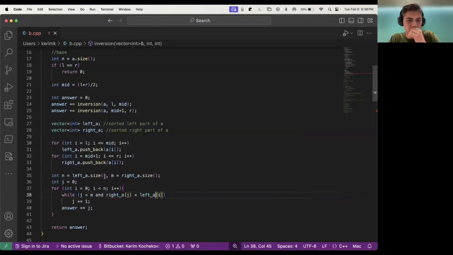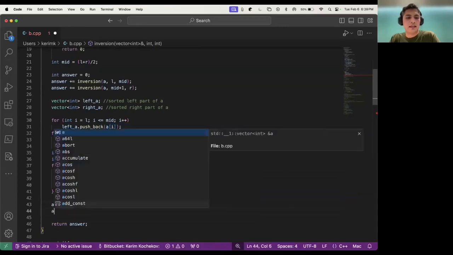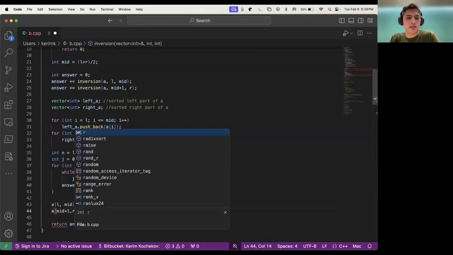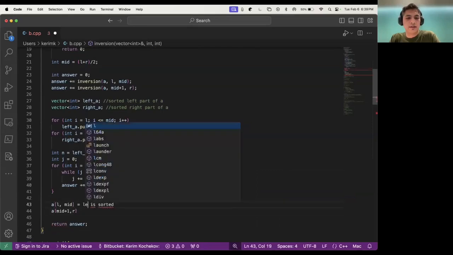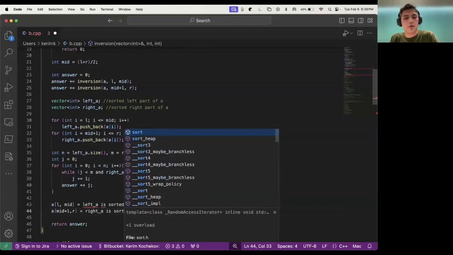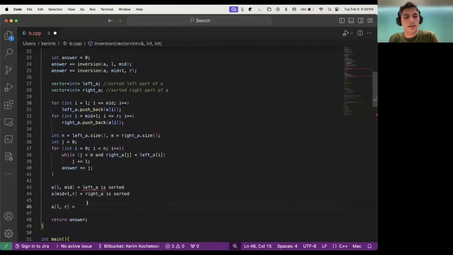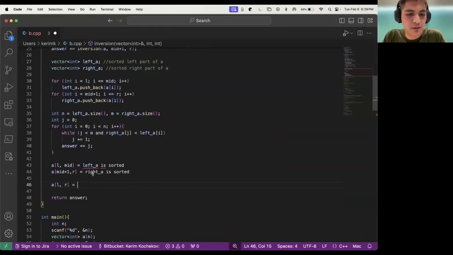And here, after counting our inversions that we intended to, we just sort. So now A from L to mid is sorted, let's assume, and A from mid plus 1, which is equivalent to the left A and right A, is sorted. Now we want to sort the entire range from A, L to R. For that, we can follow the merge idea. What was the merge idea?